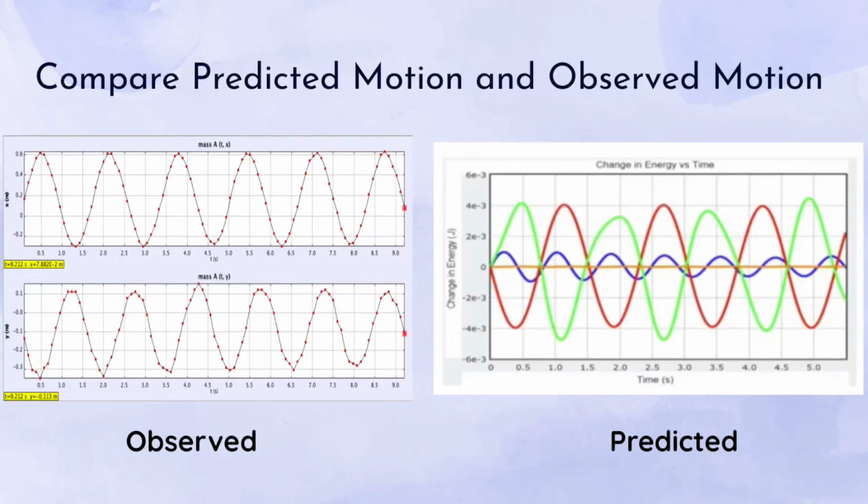In this slide, we will compare the predicted motion to the observed motion of the experiment. The predicted and observed motions are actually very similar. As you can see in the graphs, the x and y lines in the two observed graphs very closely resemble the green and red lines that are predicted in the graph, respectively. The only difference that can be found can be blamed on human error.